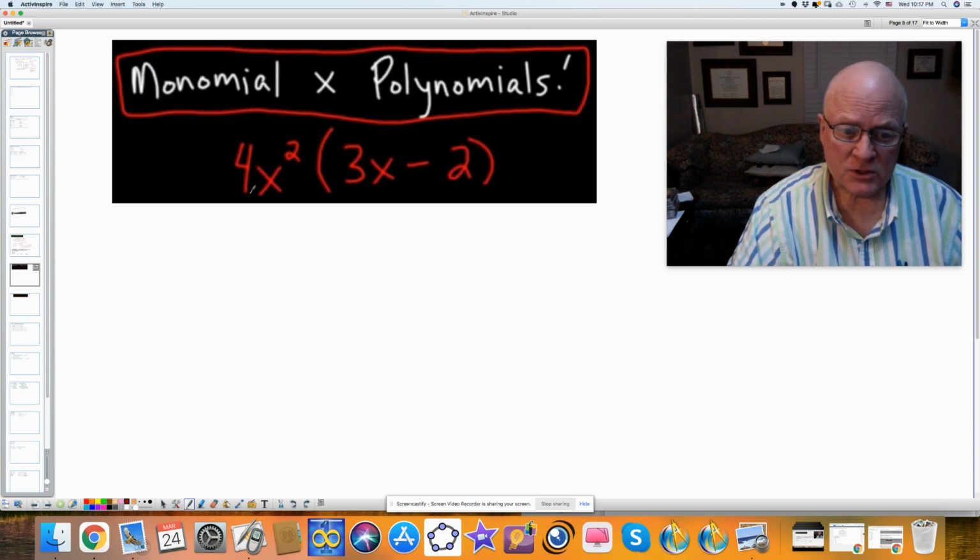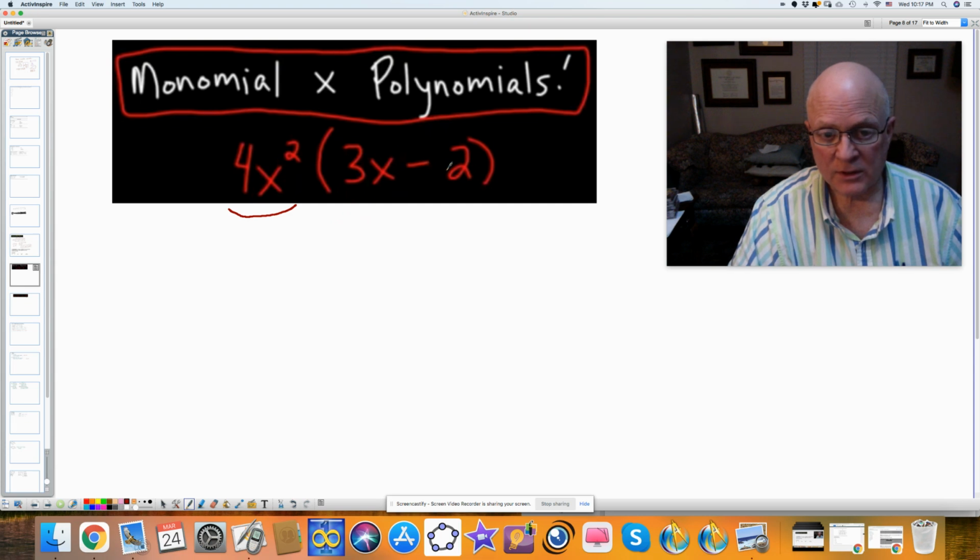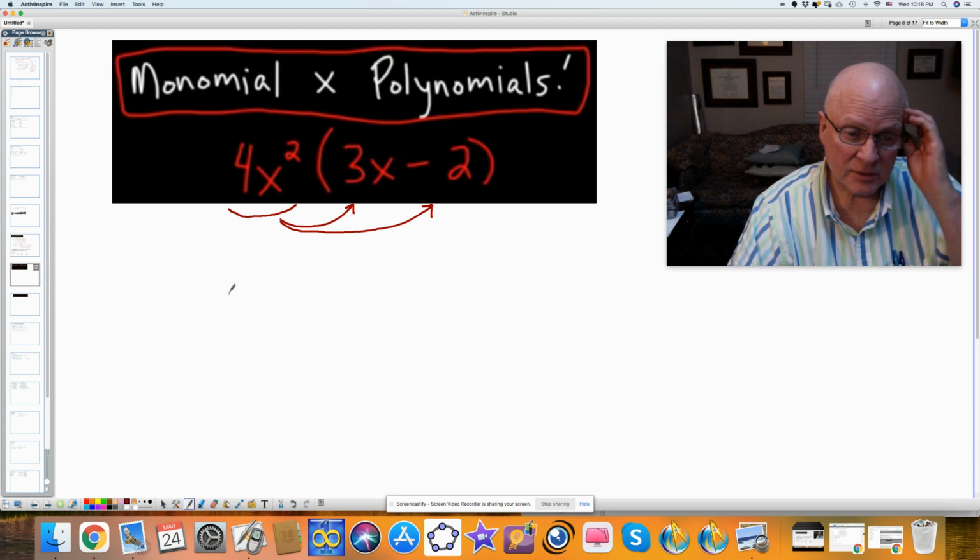And when we do this, we can distribute. What are we going to distribute? We're going to take this 4x squared and distribute it among these two terms. Some people say it's like there's a party going on inside the parentheses and the 4x has to meet everyone. He has to meet up with the 3x and he has to meet up with the negative 2. I don't know if I like that or not, but that's one way of thinking of it.